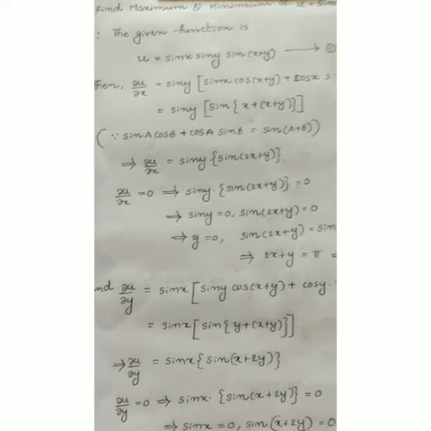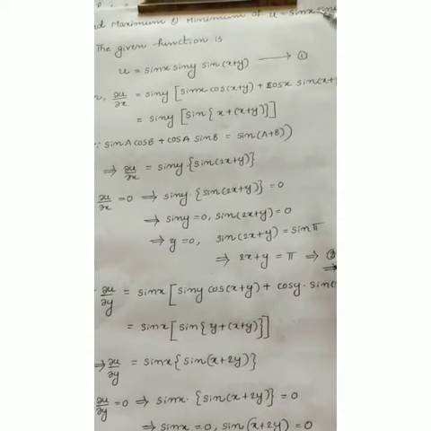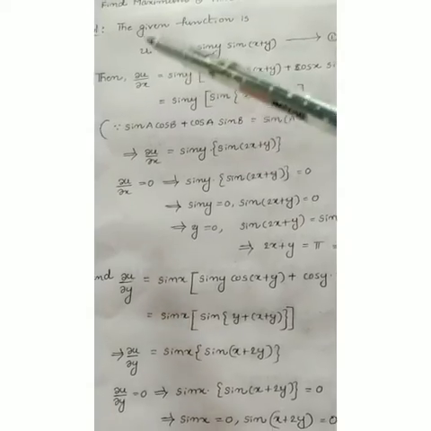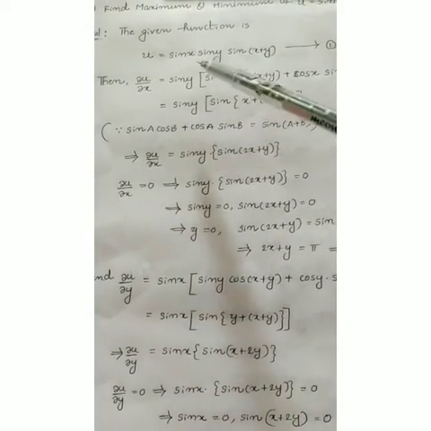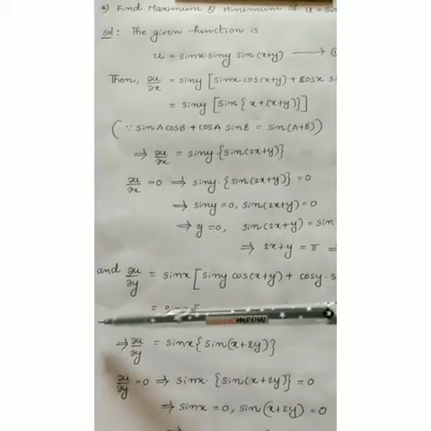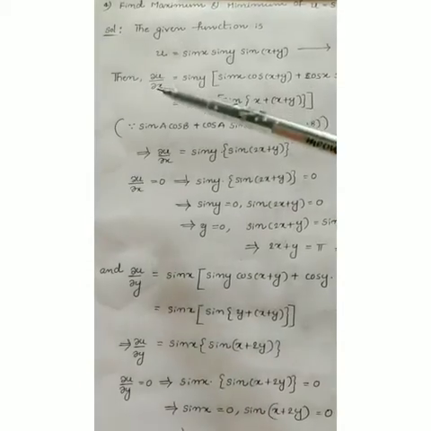Next problem is find the maximum and minimum of u equal to sin x sin y sin of (x plus y). So this is the given function. We have to find out the maximum or minimum. So solution, the given function is u equal to sin x sin y sin of (x plus y). This is equation number 1. Then we have to find out the first order partial derivatives of u with respect to x and with respect to y, that is ∂u/∂x.